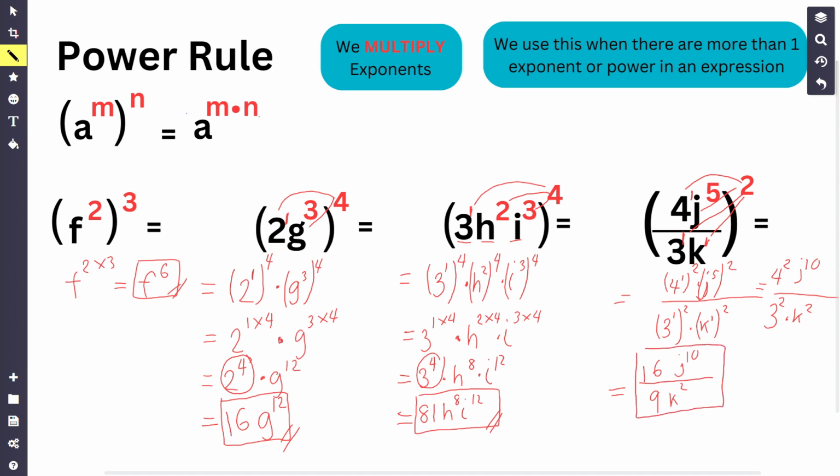So why didn't you cancel 16 and 9? Actually, no need, because 16 and 9 don't have any common factor. Okay? So this is already our final answer, and I hope you were able to get the solution.